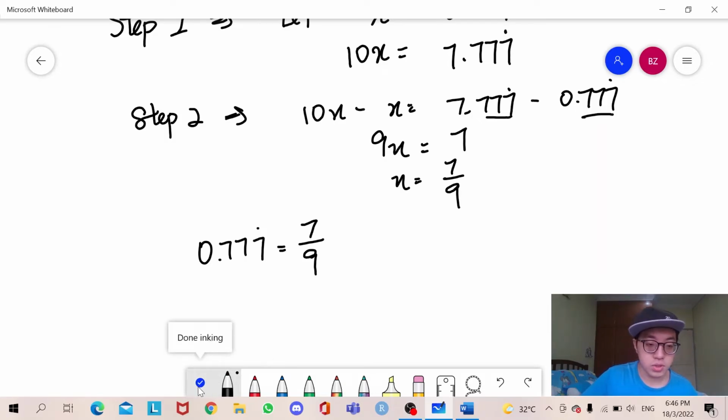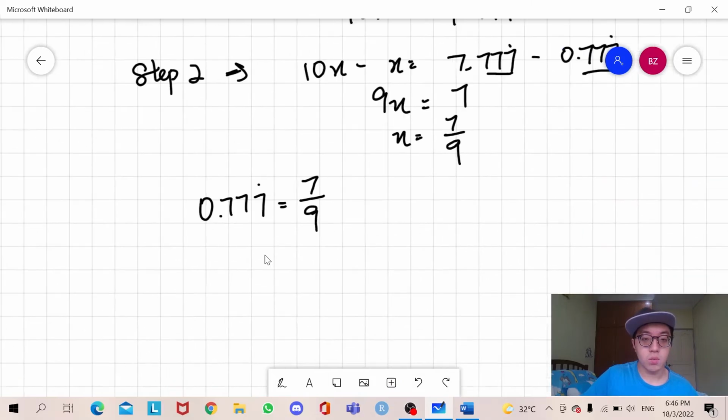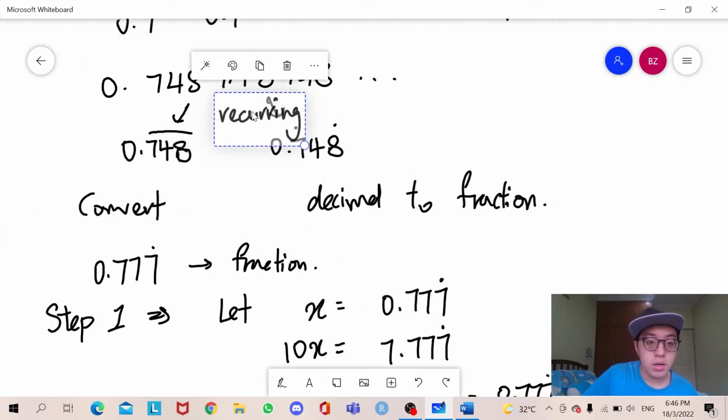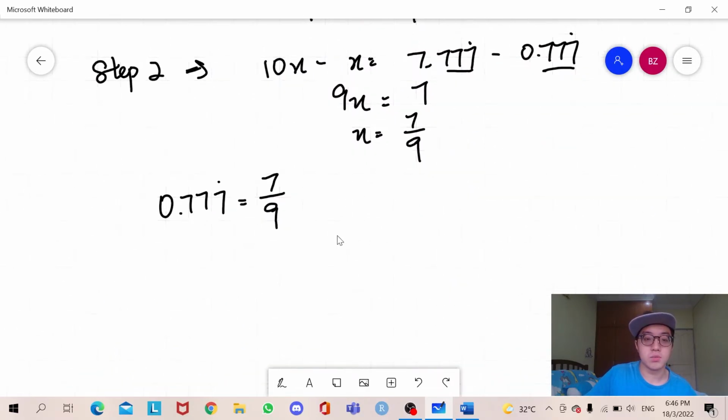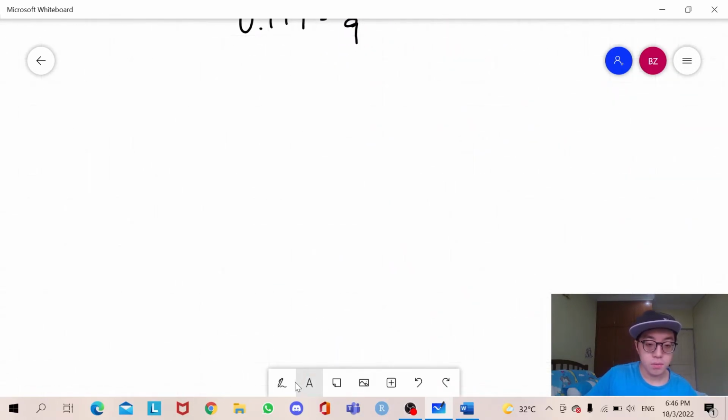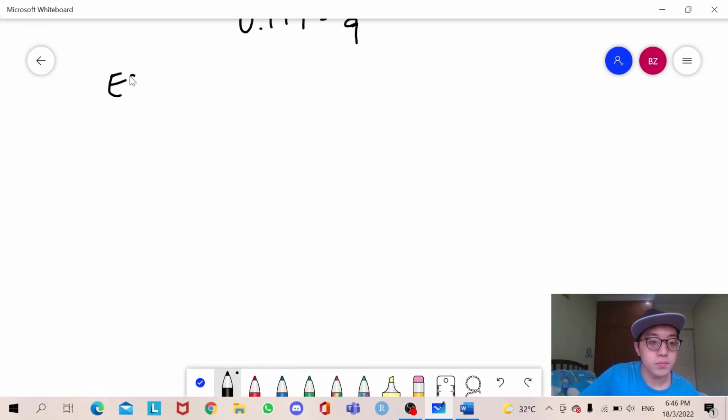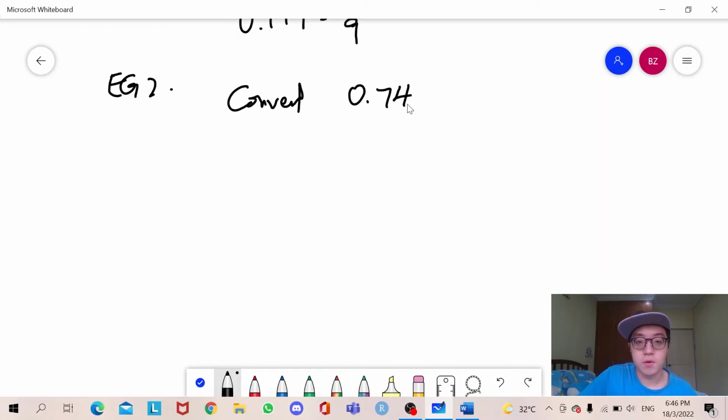I'm going to show you two more examples on how to convert recurring decimals to fractions. So example 2, convert 0.748 bar to a fraction. All right, so if you would like to try, please pause this video and try, and only resume when you have finished. So I'll just start with it.